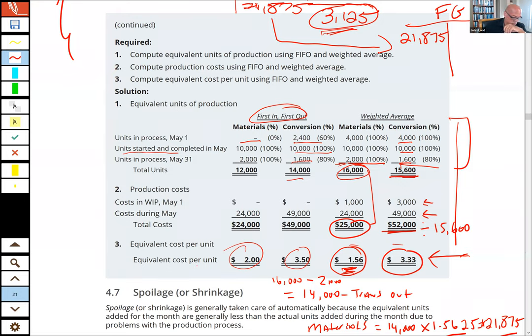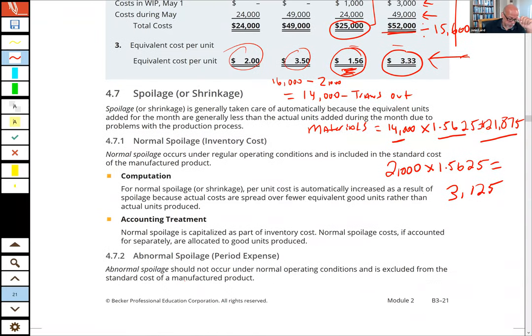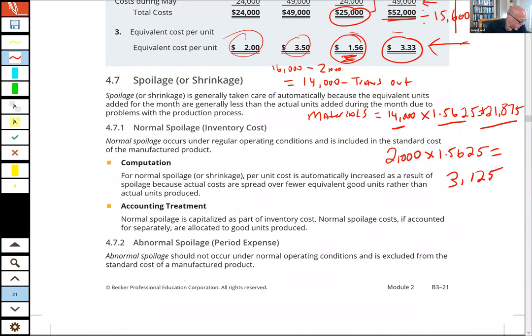Okay, good. Let's take a look at spoilage. When we look at spoilage, we could have normal spoilage. Normal spoilage you just consider part of your inventory cost. Whatever you put in and spoiled, you don't have to call out separately. Now say something weird happened. That's called abnormal spoilage, and that is a period expense.